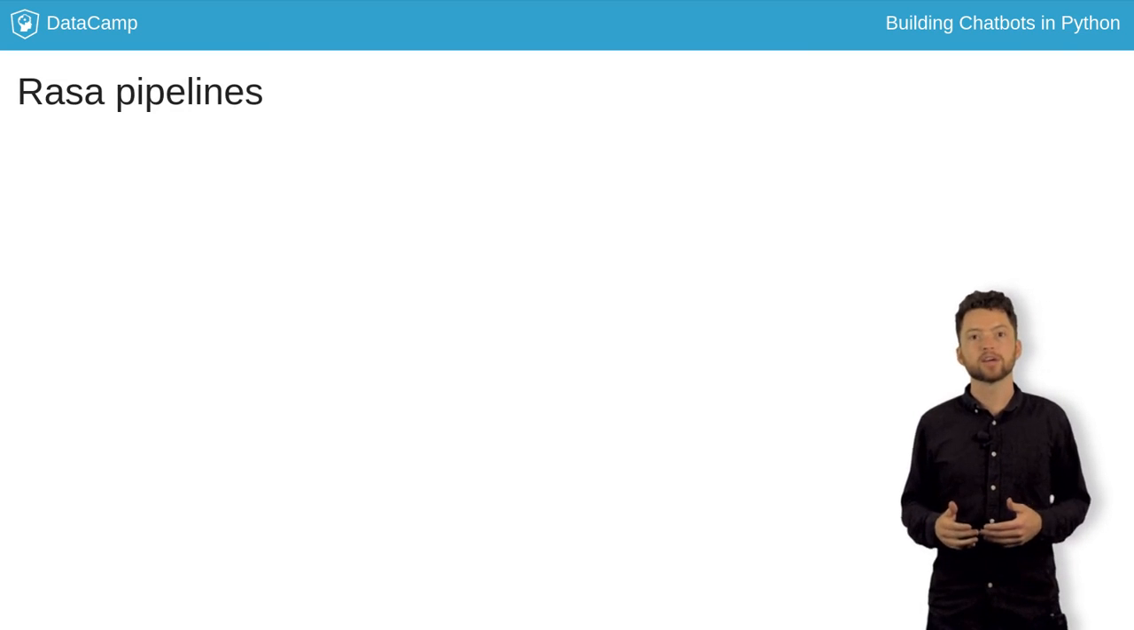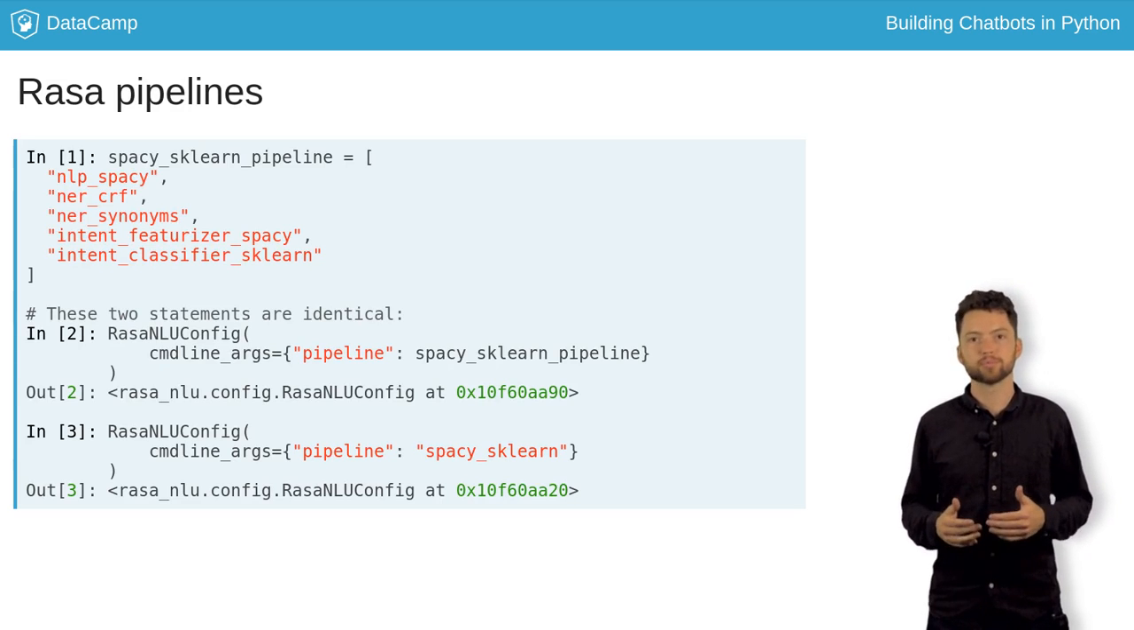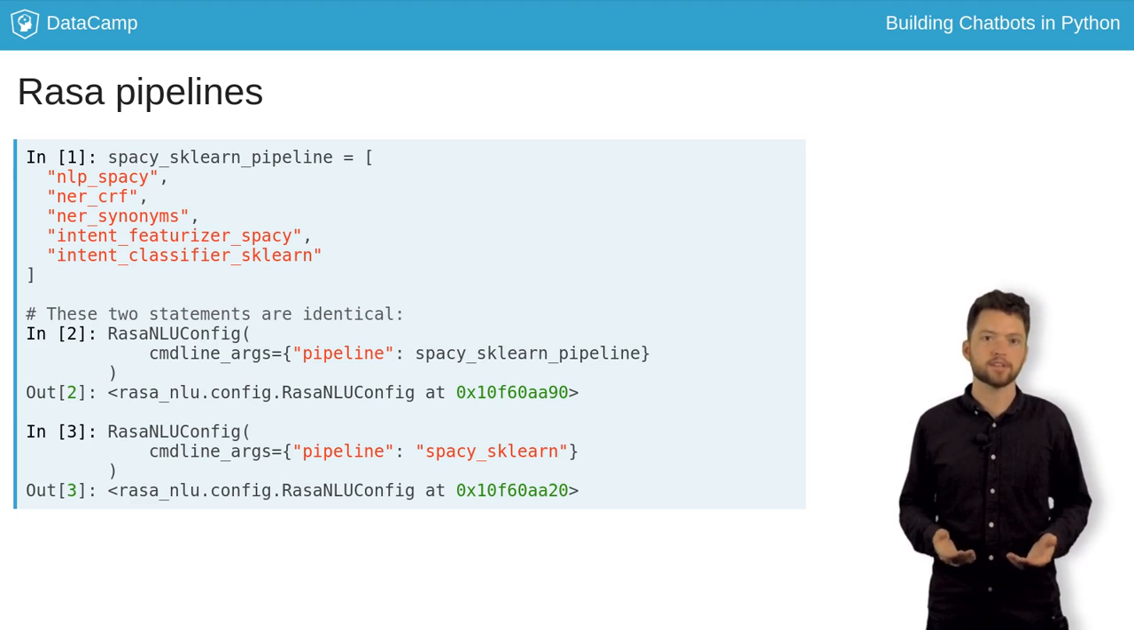In the previous slide, we used the spaCy sklearn pipeline. A Rasa pipeline is a list of components that will be used to process text. The NLP spaCy component initializes the spaCy English model. Then the NER CRF component uses a conditional random field model to extract entities. You'll learn more about that in the next slide. The NER synonyms component maps entities with the same meaning to the same key. For example, if we want to treat NYC and New York City as synonyms.